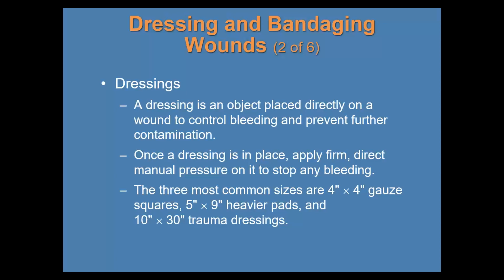So again, once it's in place, apply firm manual pressure to try to stop the bleeding. And again, it kind of depends on what you're going for there. If it's light bleeding and we're just trying to control it, then that's what we want to do. However, if it keeps bleeding through those, then we're going to have to take more drastic measures and provide direct pressure to the pressure points, or again, a tourniquet or wound packing, something like that.